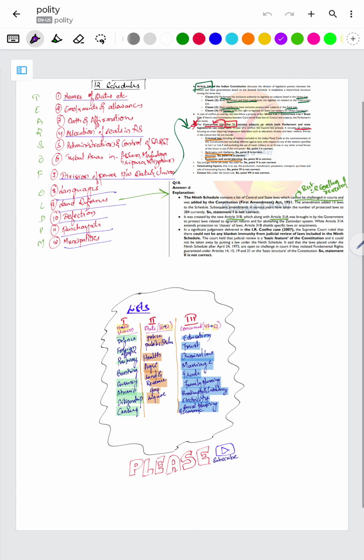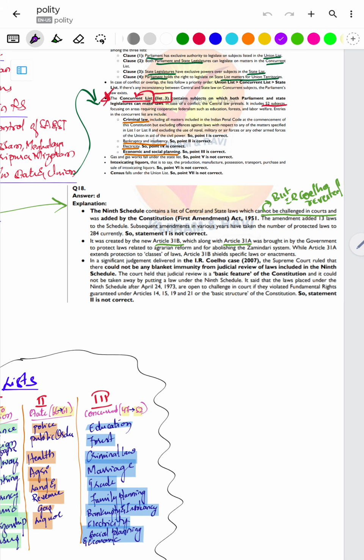That is very important because usually people would not know the ninth schedule. The ninth schedule contains a list of central and state laws which cannot be challenged in courts and was added by the constitutional amendment in 1951. It was created by Article 31B. Article 31A was brought by the government. This was for the agrarian reforms.